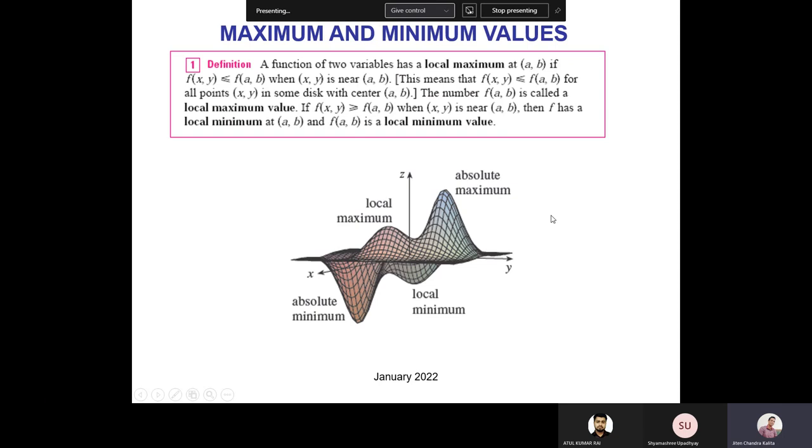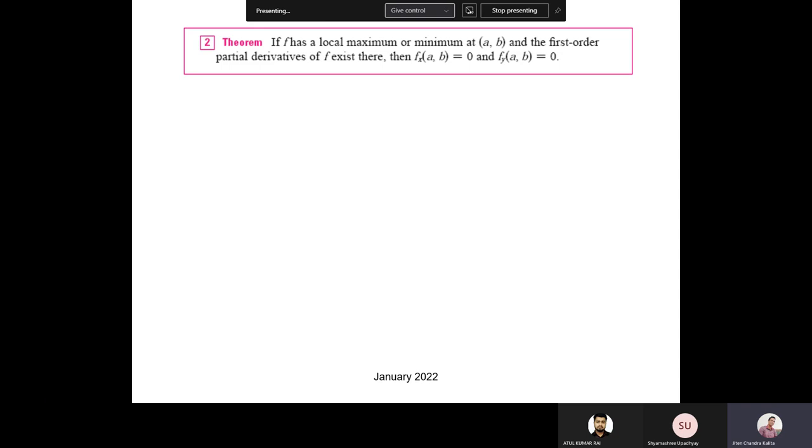So this is the theorem. It says that if f has a local maximum or minimum at a point (a, b), and the first order partial derivatives of f exist there, then the partial derivatives with respect to x and y of the function at that particular point vanish. Now here one thing you have to remember: the first order partial derivatives of f exist here. This part is very important.